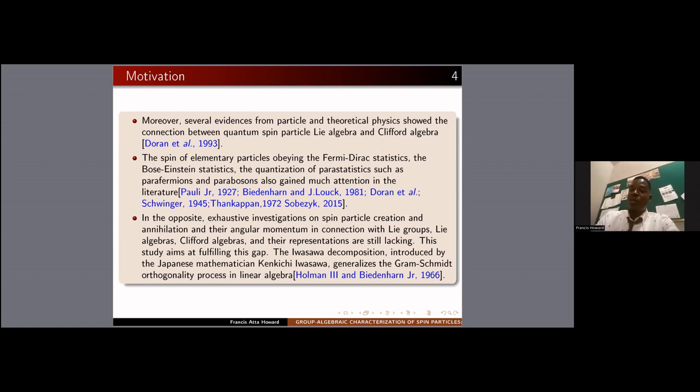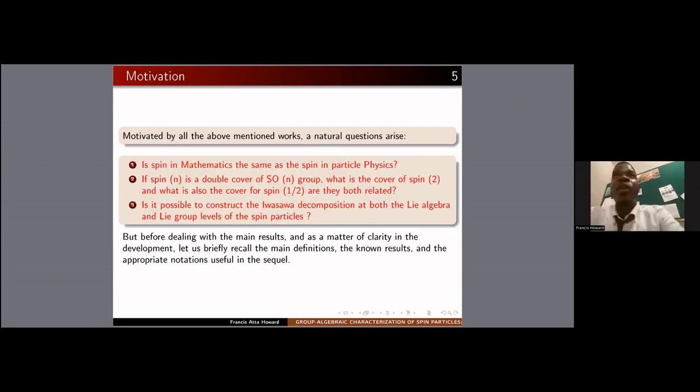Several authors have dealt with this literature in very much detailed form. But this is what motivates me to look at the algebraic nature. I want to know if the spin in mathematics is the same as the spin particle in physics, because we are aware of the spin group in maths, in geometry, and we also hear of spin particles. I want to see the difference between these two spins.